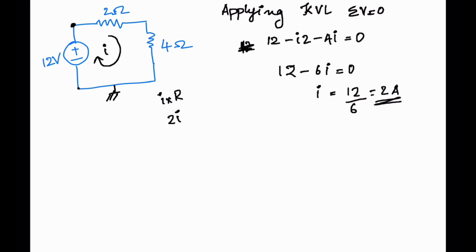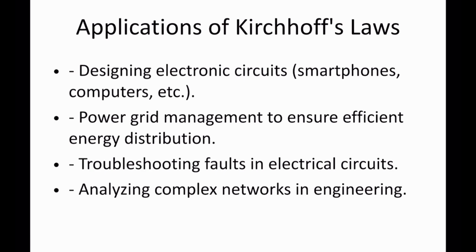If there is a rising potential, you should take it as a plus voltage, and if there is a drop in potential, you should take it as a negative voltage. I hope you are clear with all these things. Then we are going to the applications of Kirchhoff's law. Kirchhoff's law is basically applied for electronic circuit designing, power grid management, troubleshooting faults in electrical circuits, and analyzing complex networks in engineering.